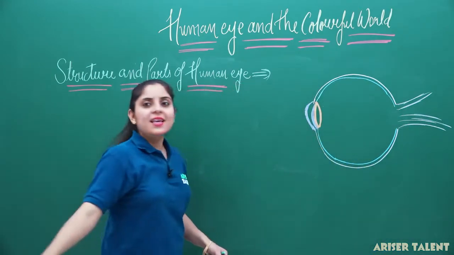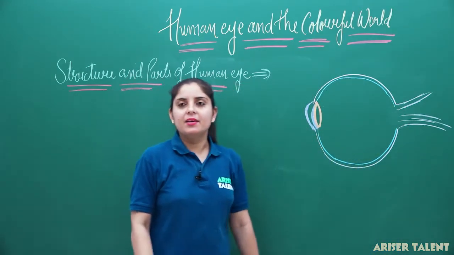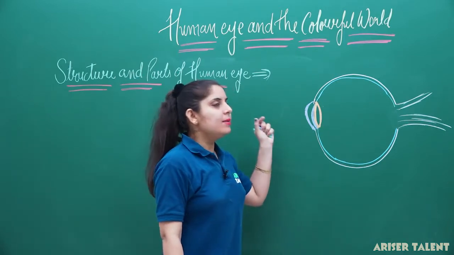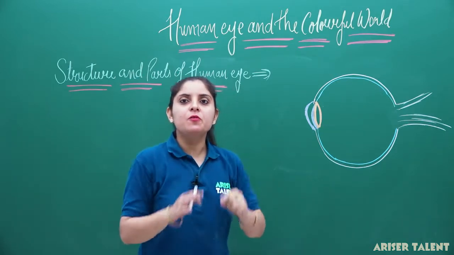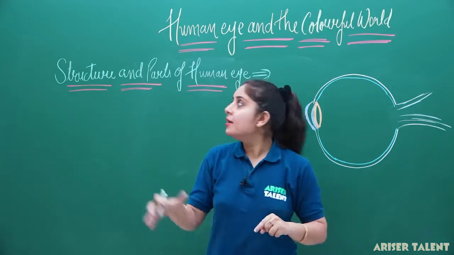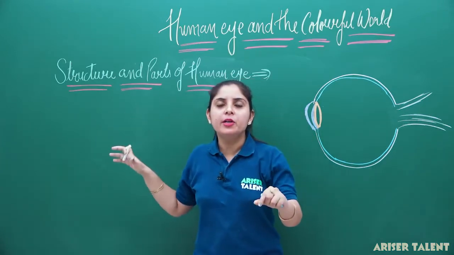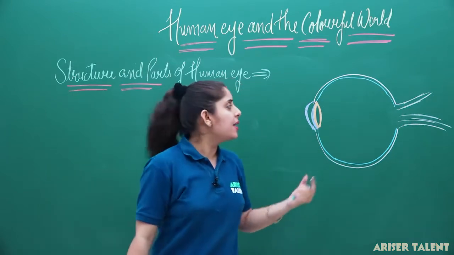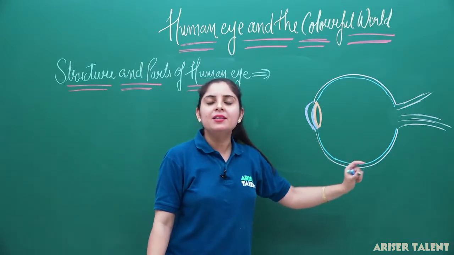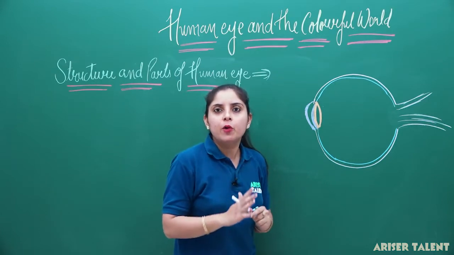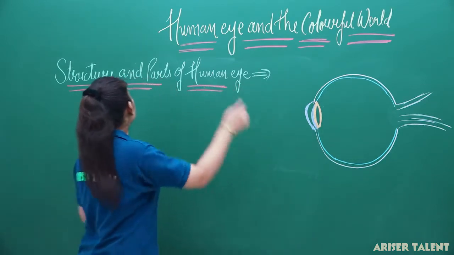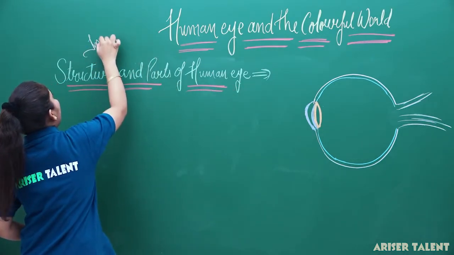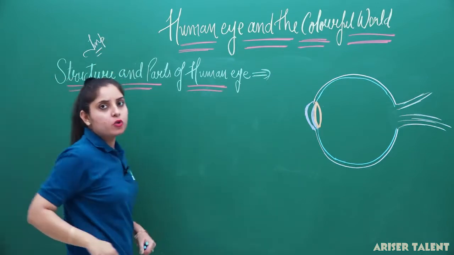Now, this is the actual structure of the human eye. I am going to label the parts of this human eye. First of all, listen to a very important thing. This question can be asked in your exam: draw a labeled diagram of the human eye and label its parts. This question is definitely going to come in your exam, so this is a very important topic.